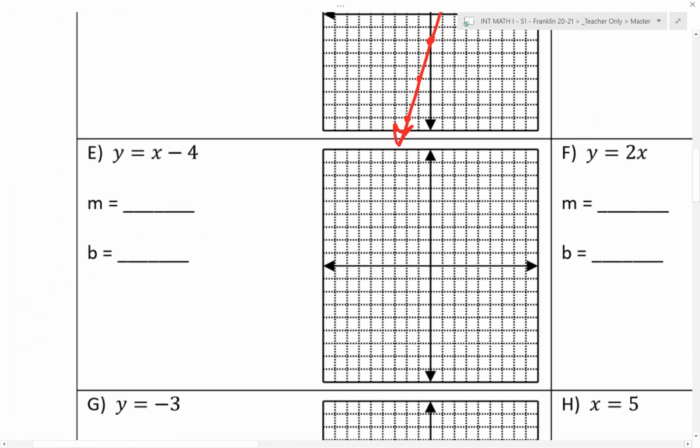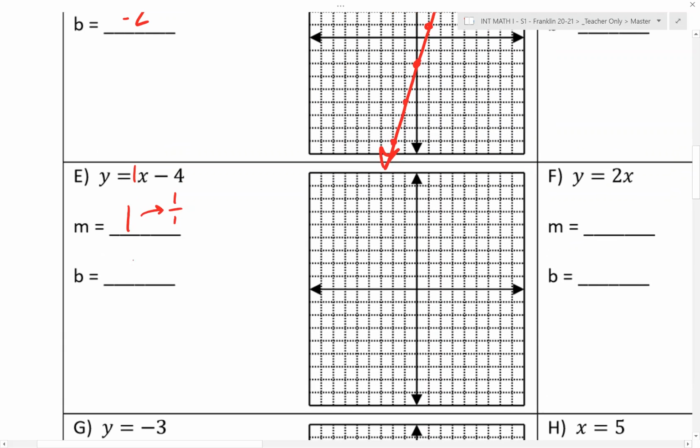Okay, next, y equals x minus 4. So the slope here, in front of x, we have a 1 that you don't have to write, and that's 1 over 1, if you want to put it over 1 there. The intercept is -4. Make sure the negative sign stays with it. So we start at -4 on the y-axis. We go up 1 over 1, so just like this. And then you can connect those dots.